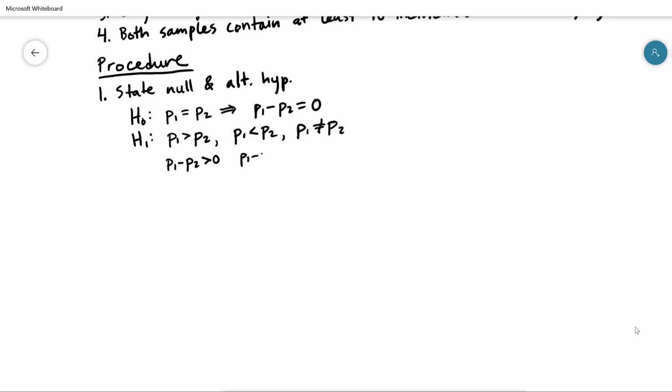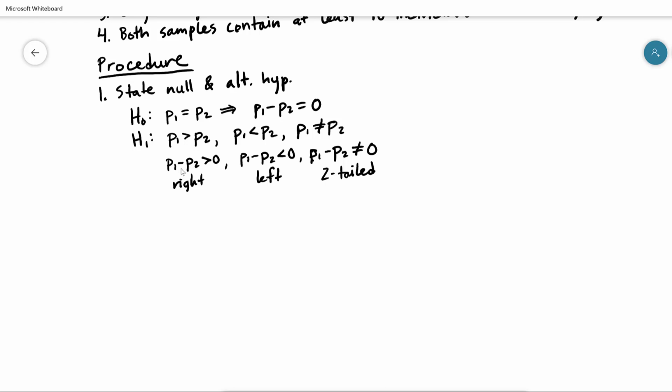This one would be P1 minus P2 less than 0. And this one would be P1 minus P2 not equal to 0. And that makes it clear that we've got our right, left, and two-tailed versions. Hopefully more clear at least. Because in this case, the number that we find for this difference is greater than 0.